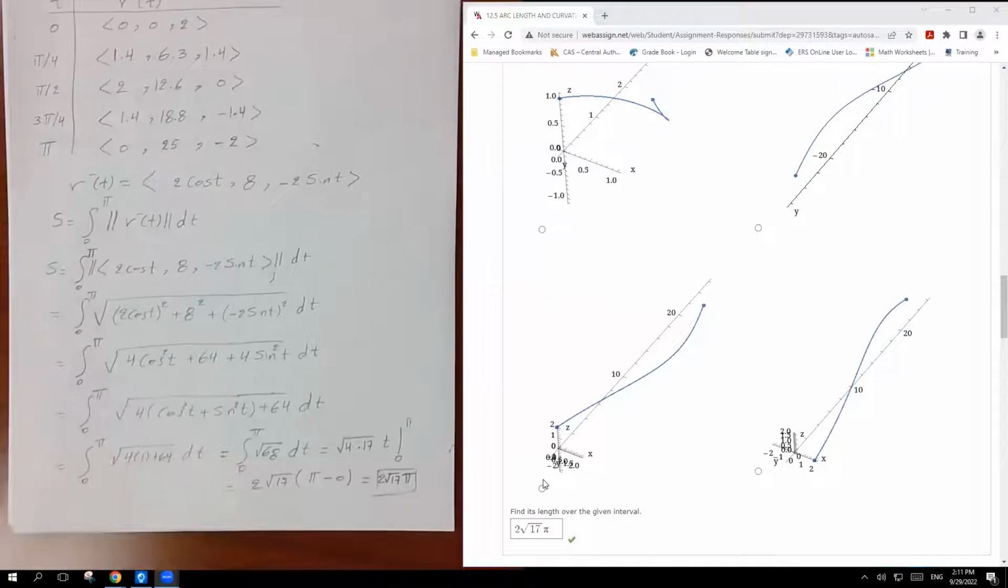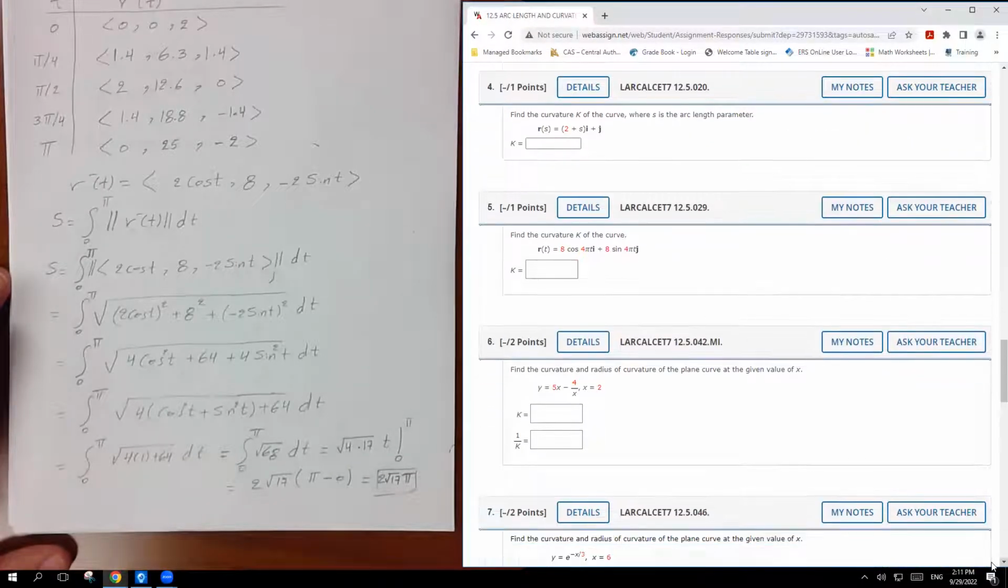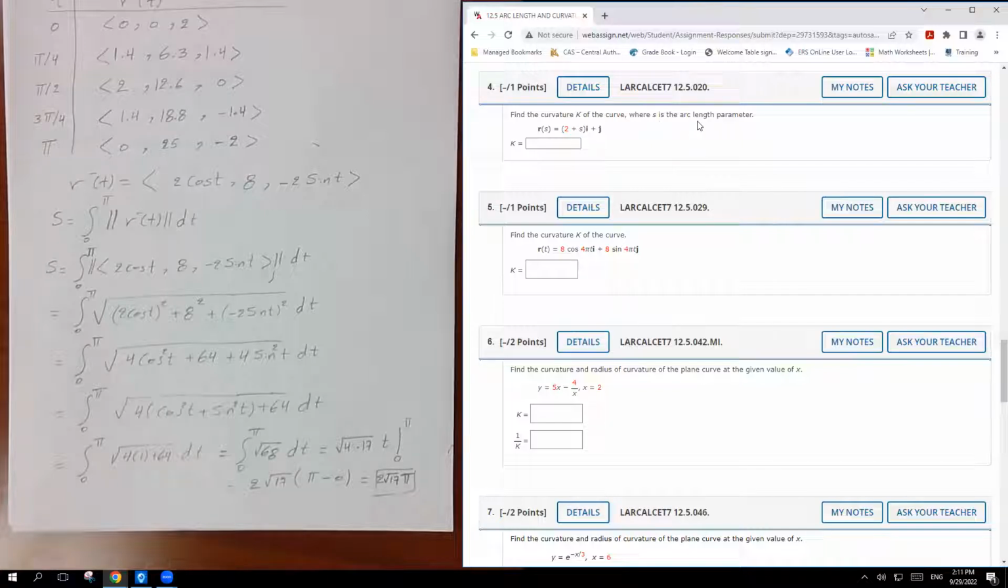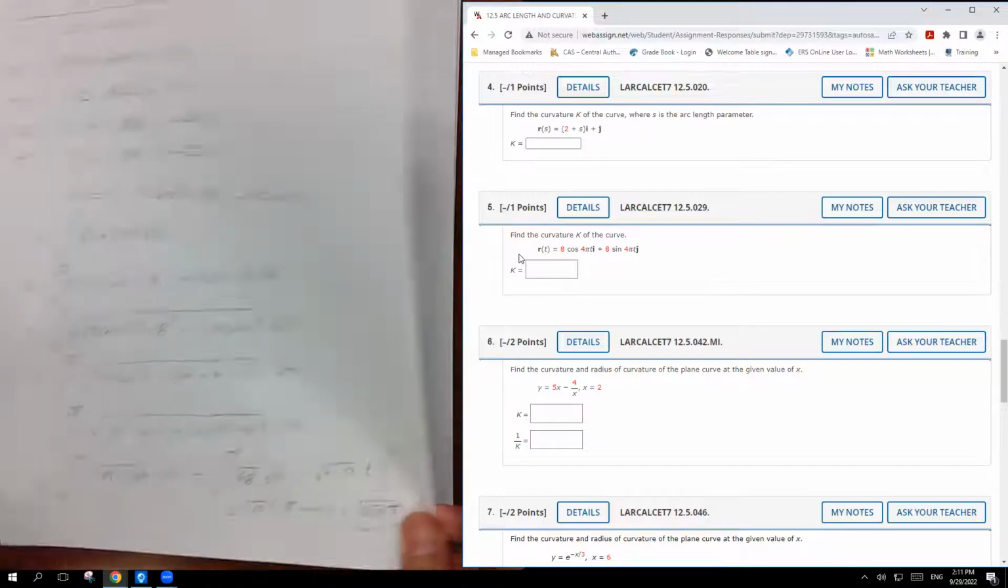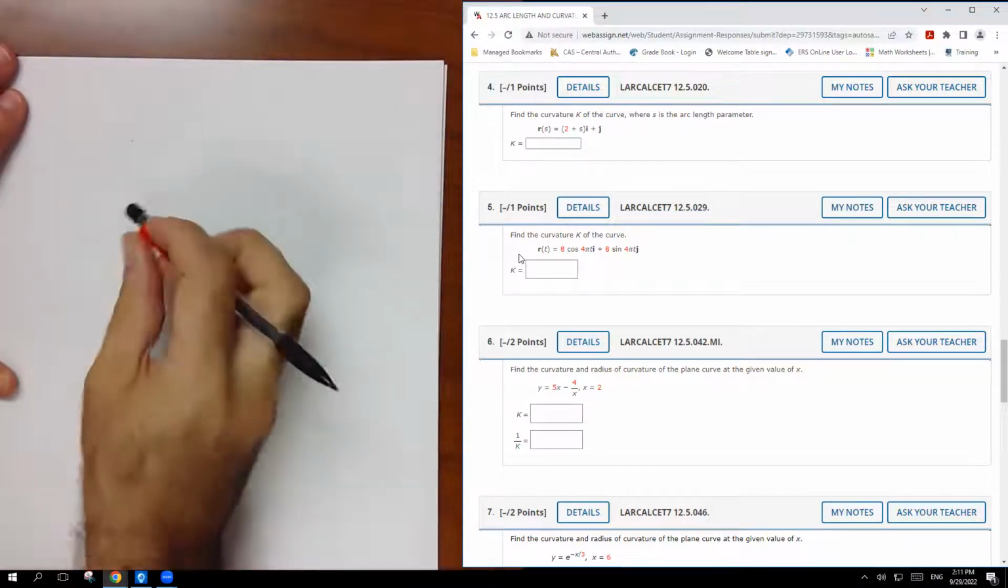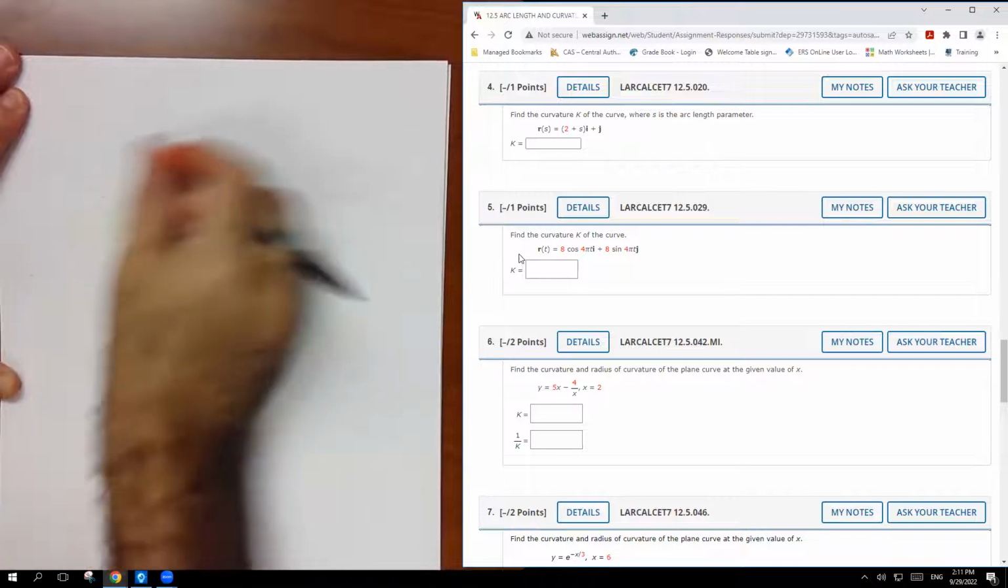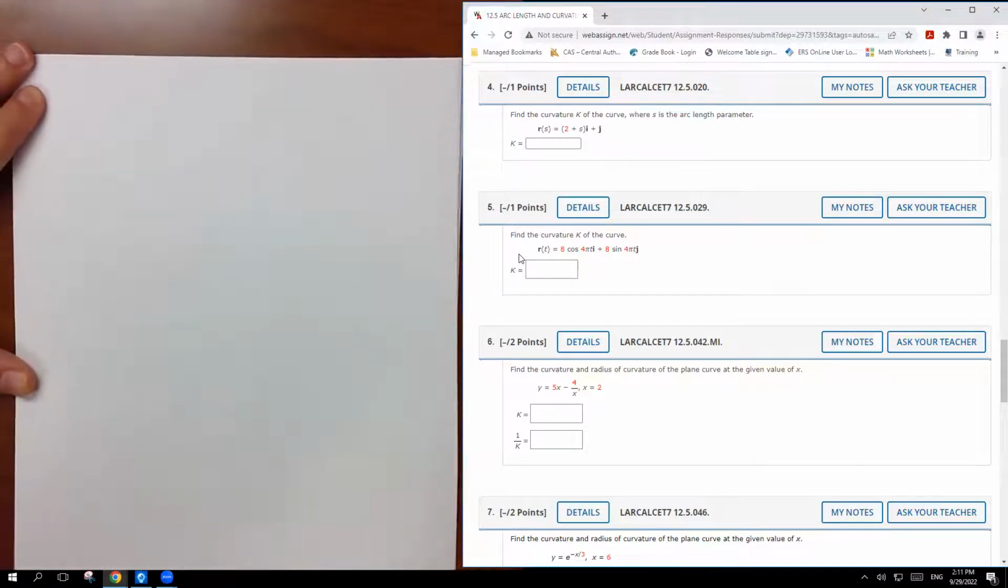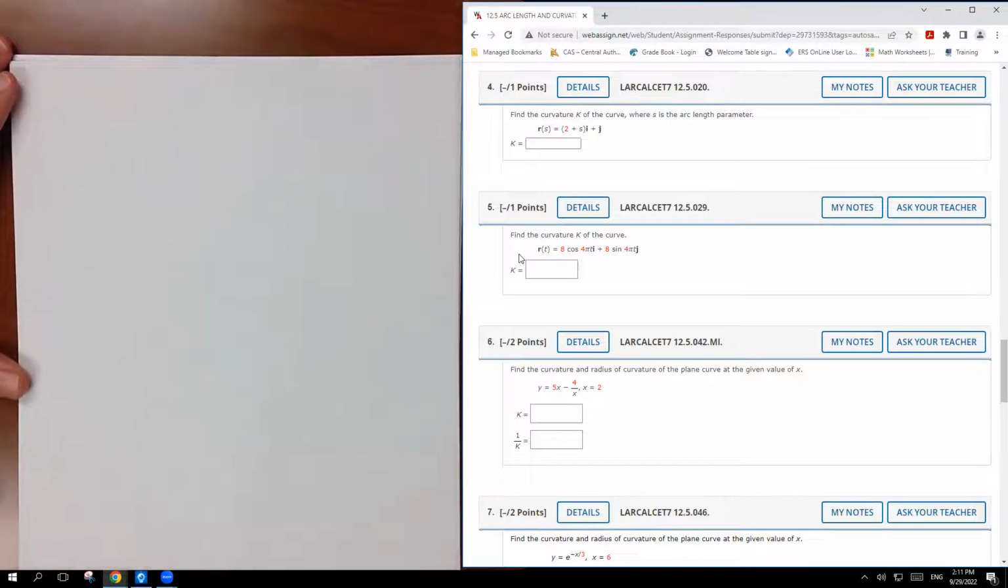Here we go. This is right, 2 square root of 17 pi. Let's move to the next one. Now find the curvatures k of the curve where s is the arc length parameter. So this is question 4. We have rules. It says to find the curvatures k. Example 4. Find the curvatures k of the curve.